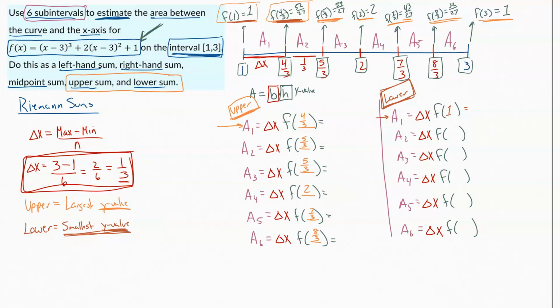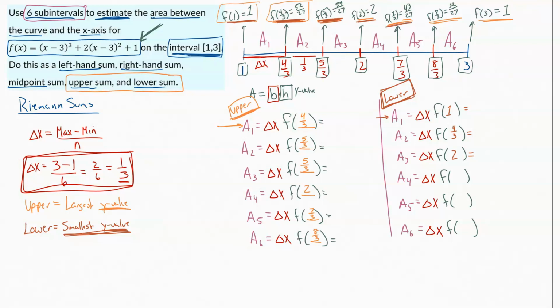Doing the same thing on A2, you'd be looking at 52 over 27 versus 59 over 27. You want the smaller one, which is 52 over 27, so you'd plug in 4/3. Go to A3, your choices are 59 over 27 or 2. You want the smaller value, which is 2, so you plug 2 in. That was our evaluation point. Then we go on to the next one.